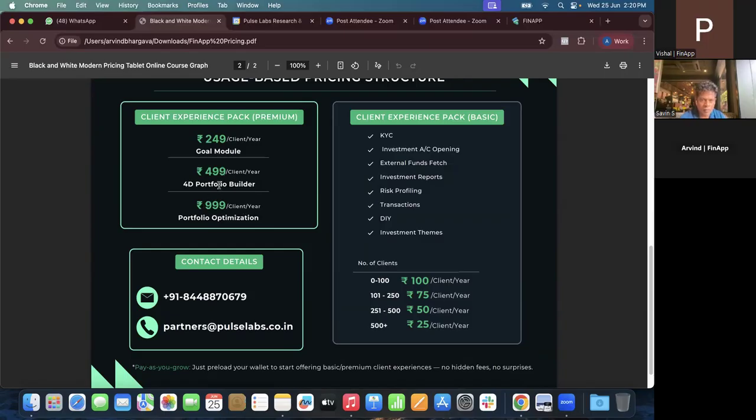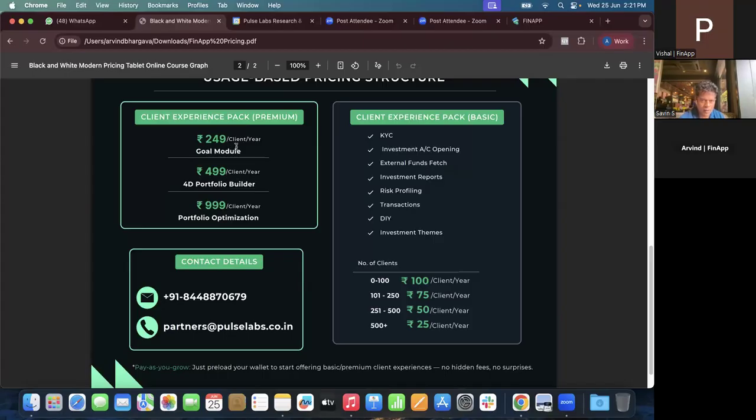Then the 4D portfolio builder, which I just showed you, the 4-dimension one, that is only going to happen when you get money, right? So you are already earning, but if you want to give him that proposal duly done, that is for 500 rupees. Once you do it for one client, you can do it n number of times for that particular client. Right? So you just need to unlock it for 1 year.